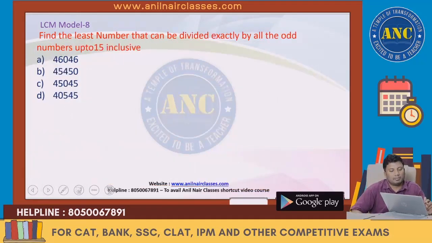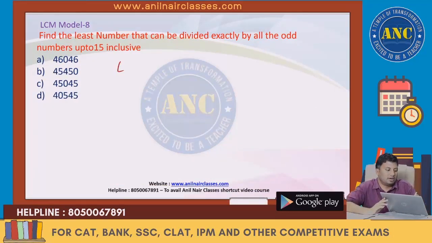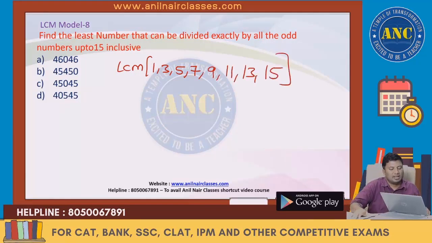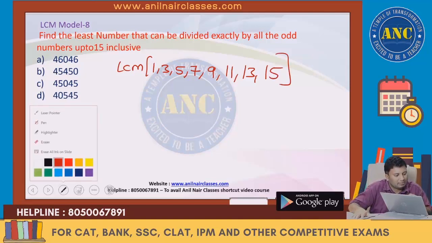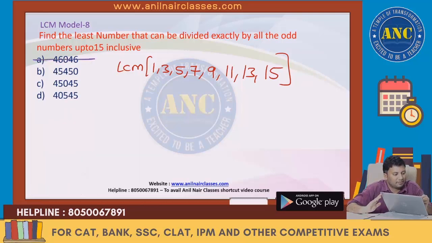Find the least number that can be divided exactly by all the odd numbers. LCM of 1, 3, 5, 7, 9, 11, 13, 15. Now see here. One number's digital sum is 9. Wherever the digital sum is not 9, we will see. Again the beauty is 7, 11, 13.